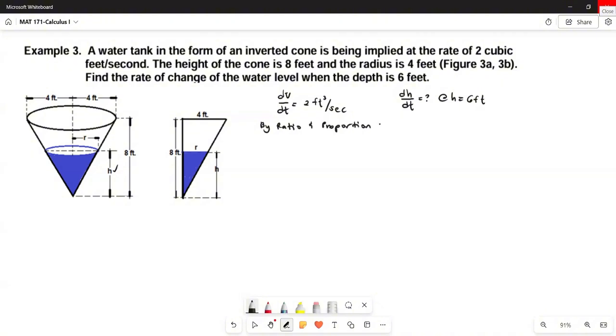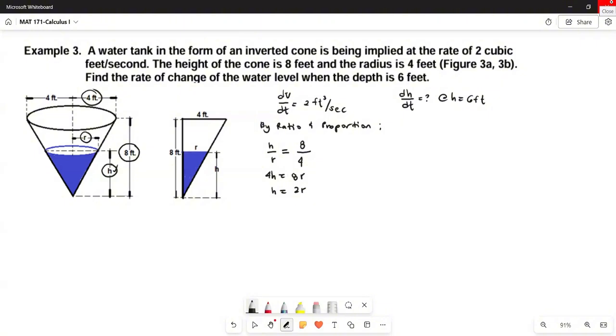Pag sinabi natin ratio and proportion, pwede natin gawin is yung h na ito over yung r na ito. And then, i-equate natin yan sa, kumbaga, sa parang same manner niya, no? Which is itong 8, height din kasi yan, yan yung total height, over yung total radius o yung pinaka-radius ng cone, which is 4. Yan. So, magkakaroon tayo ng equation dyan by simply cross-multiplying yung ating value. So, magkakaroon tayo ng 4h is equal to 8r. Okay? So, pag sinimplify natin, magiging h is equal to 2r.